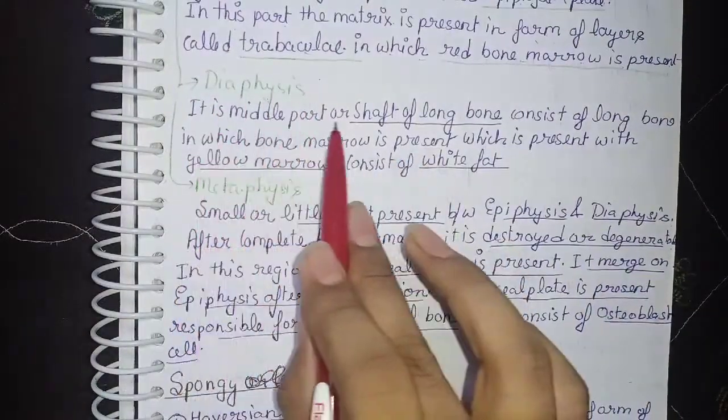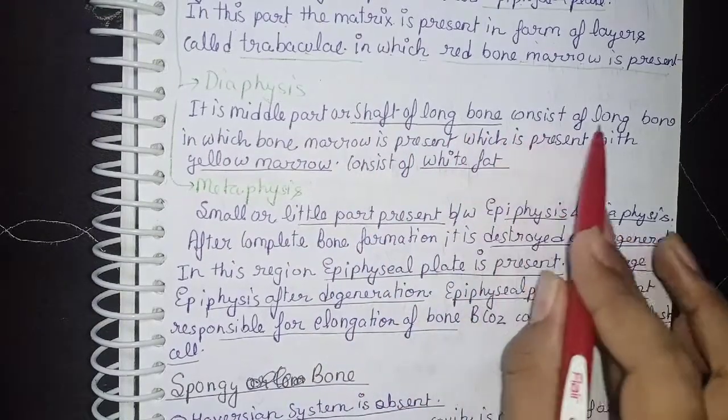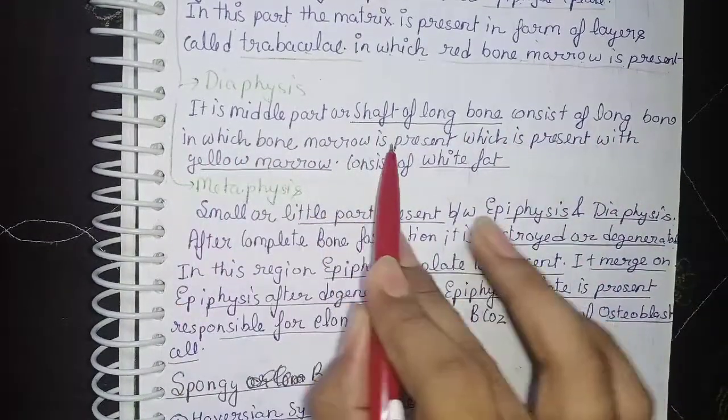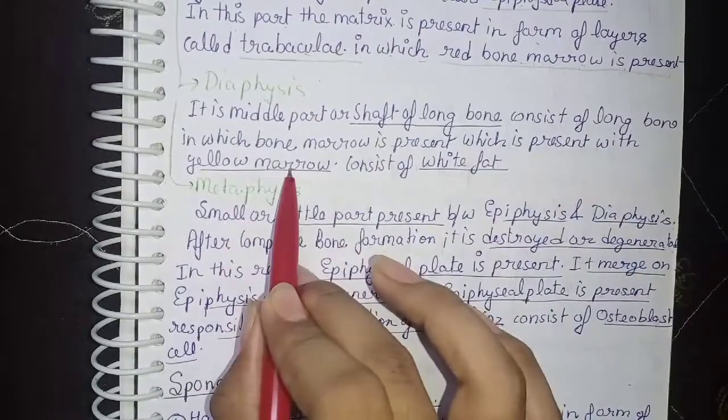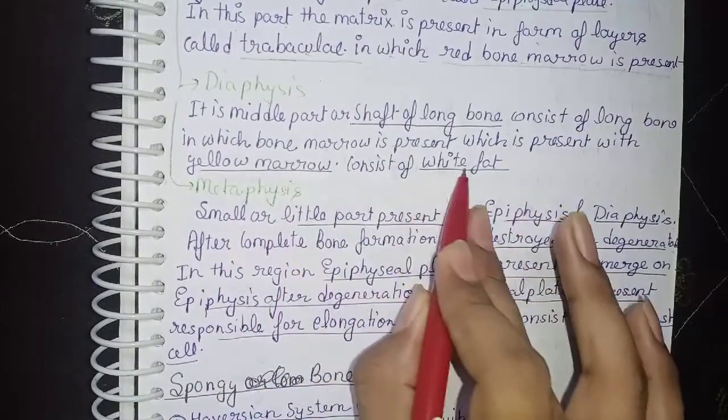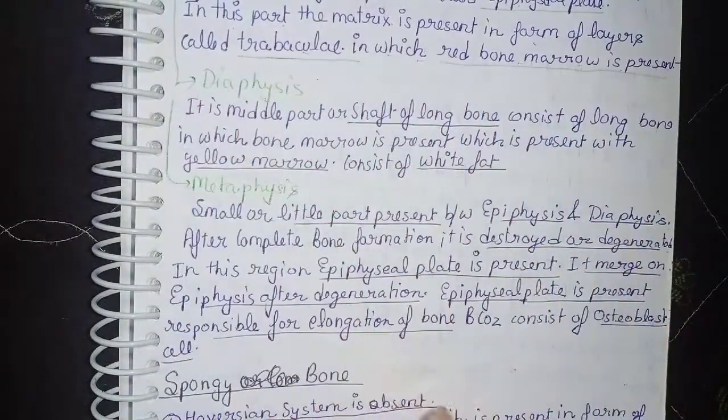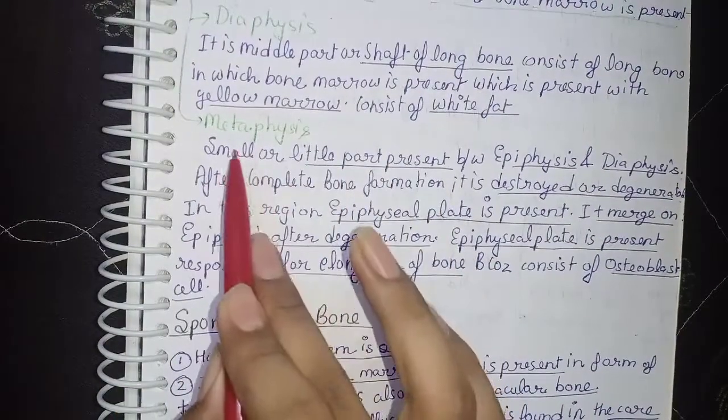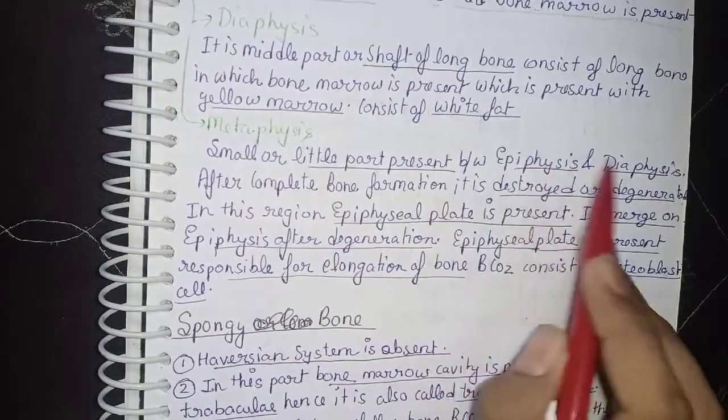Diaphysis is the middle part, the shaft of the long bone, which consists of a cavity in which bone marrow is present, the yellow marrow, which consists of white fat. This is the diaphysis. Now coming to metaphysis, a small part present between epiphysis and diaphysis.